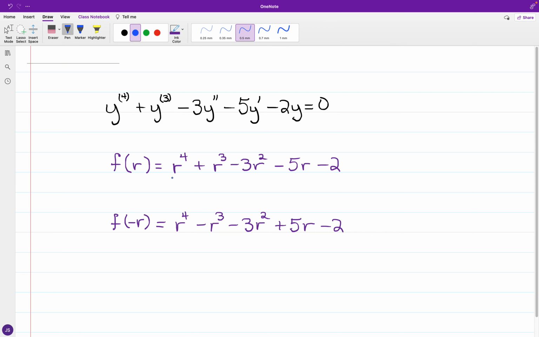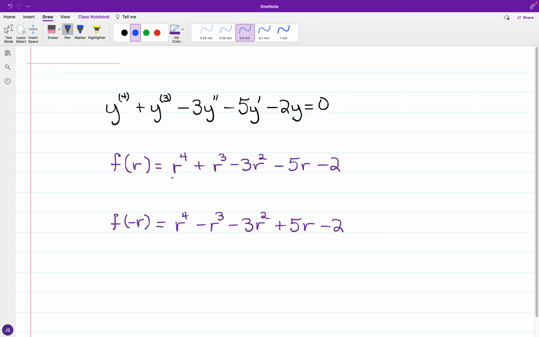And now for f of r, let's count up the number of sign changes going from one term to the next. We have a positive to a positive. Now we have a positive to a negative, so that is one sign change. And guess what? We have a negative to a negative, and then a negative to a negative, so there is no more sign change.